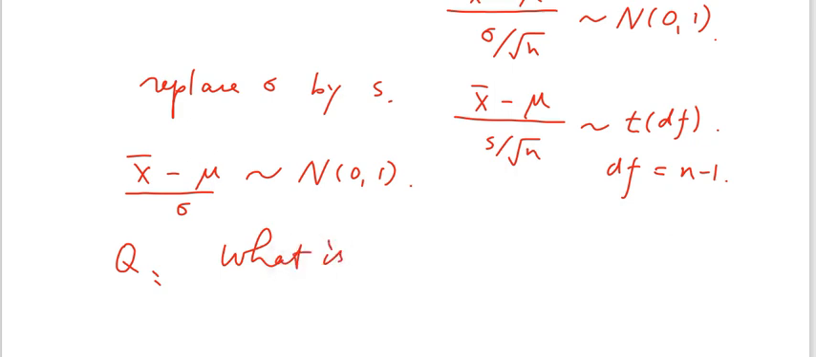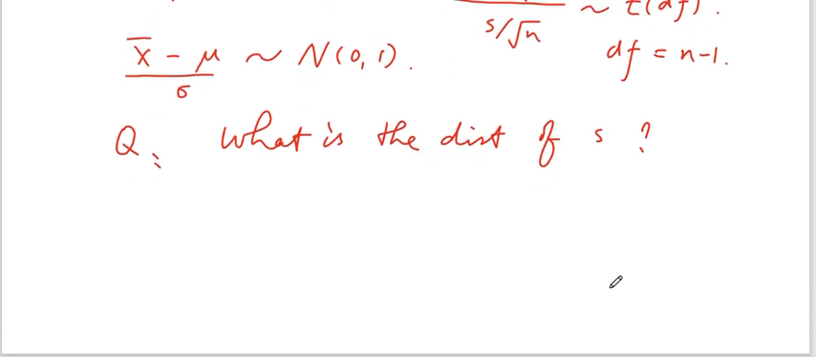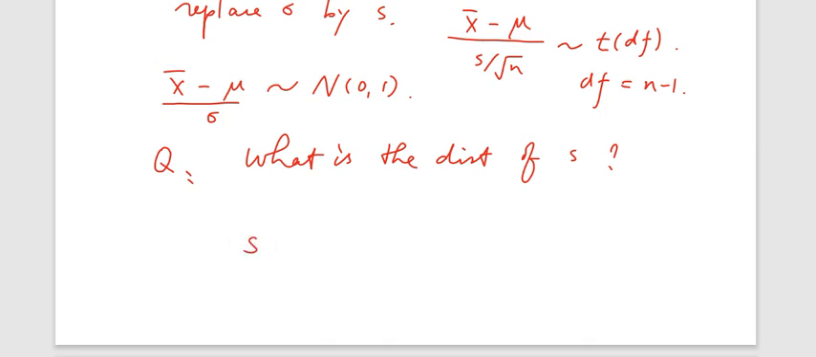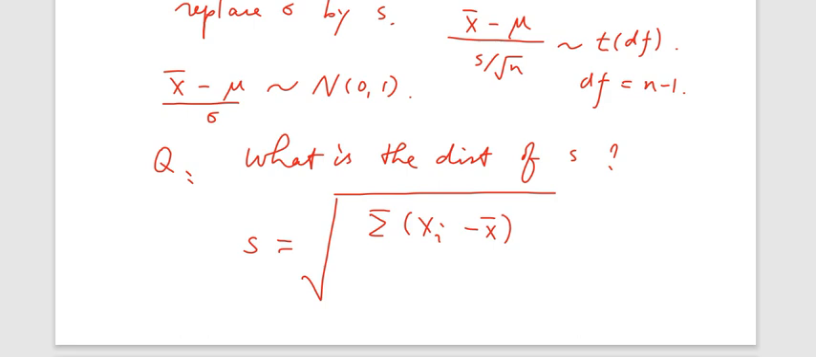What is the distribution of S, or S over radical n? Radical n is a constant, so what is S? S is the standard deviation, the sample variance in square root: the summation of xi minus x bar squared over n minus 1, all under the square root. So this is S.